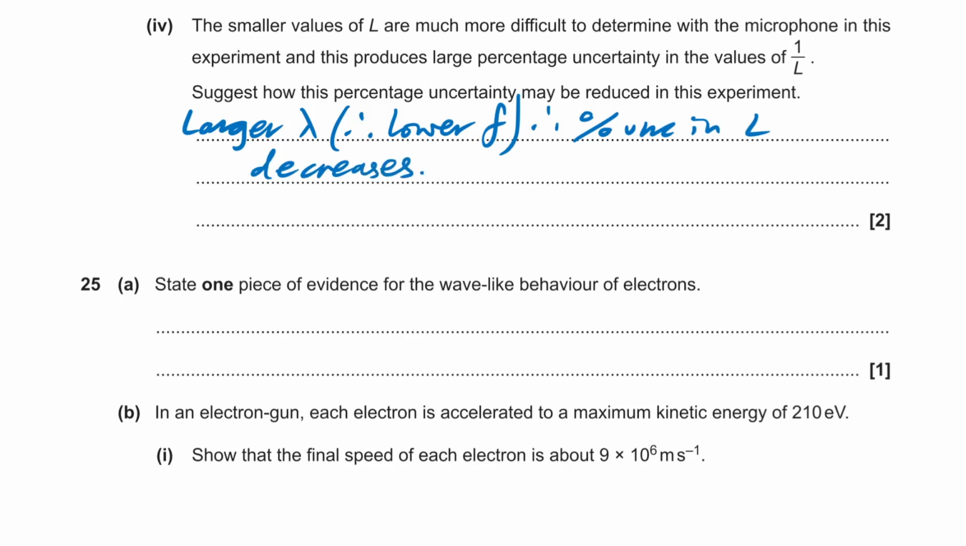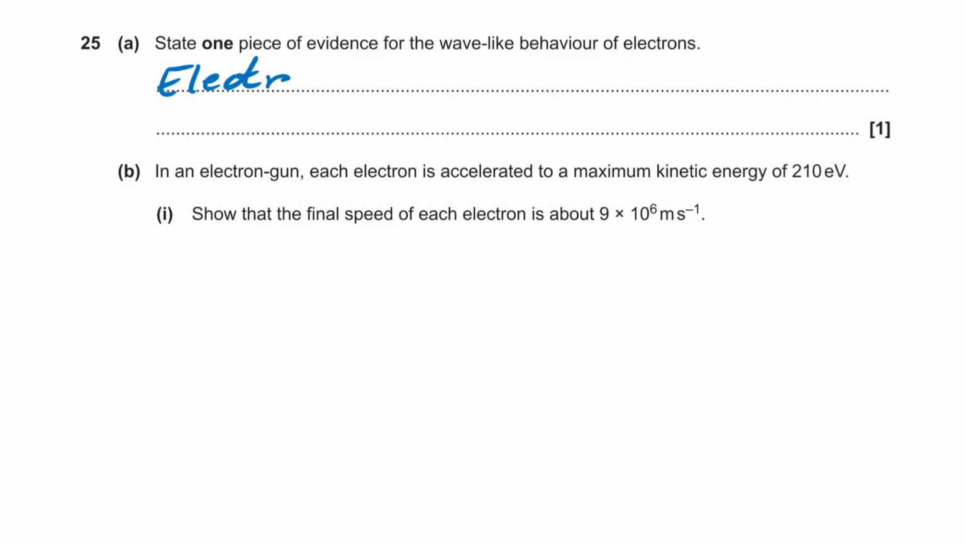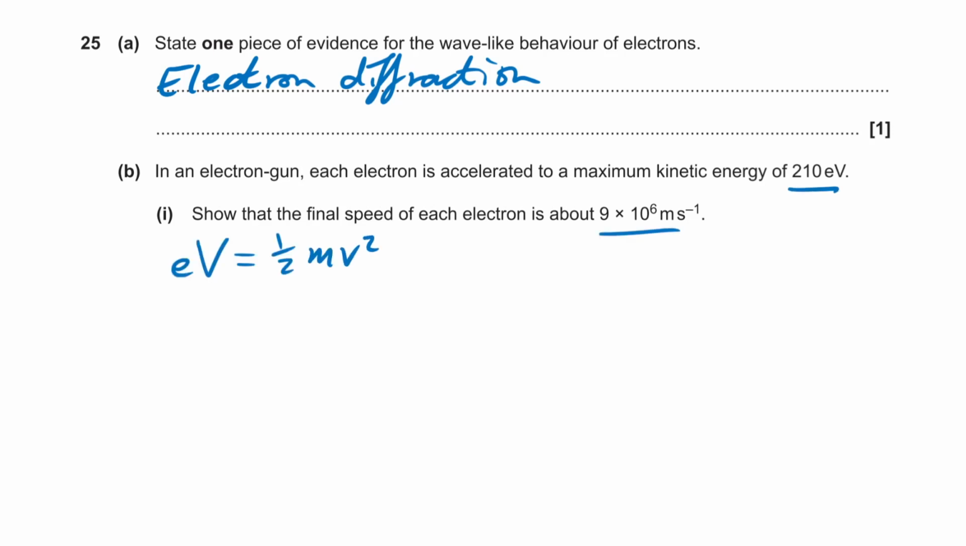25. State one piece of evidence for the wave-like behavior of electrons. Well, the only one really is electron diffraction. B, in an electron gun, we have a max kinetic energy of 210 electron volts. So the final speed of each electron is 9 times 10 to the 6 meters per second.